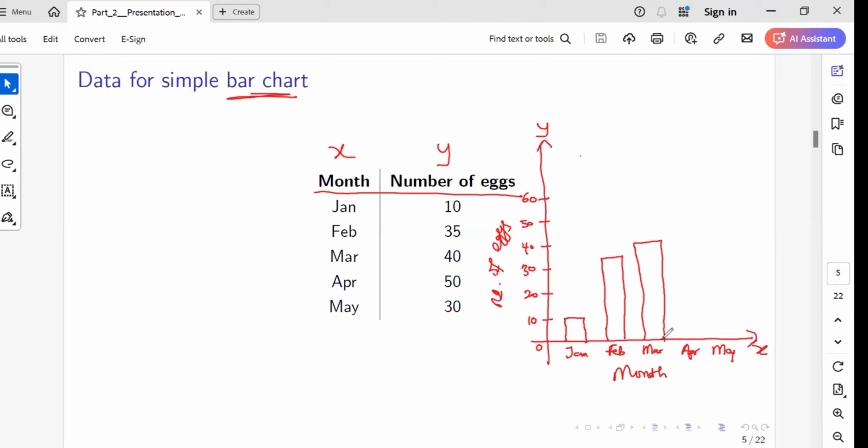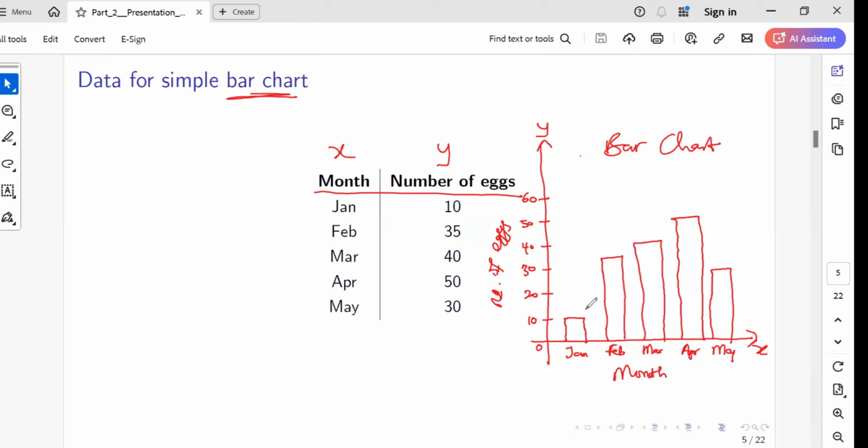And then we have the month of April, there were 50 eggs. So we go all the way up here, 50 eggs, and then down here. Then finally, the month of May, there were 30 eggs. So we will come up to the point of 30, and then down. So this is my bar chart. I have to label it as my bar chart. Okay, and this is what I have.